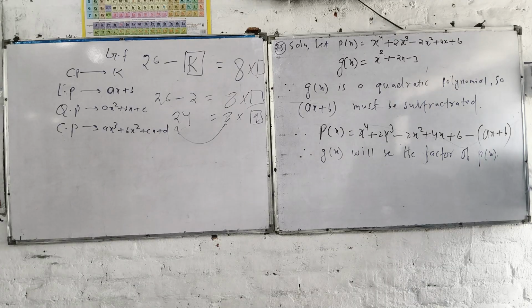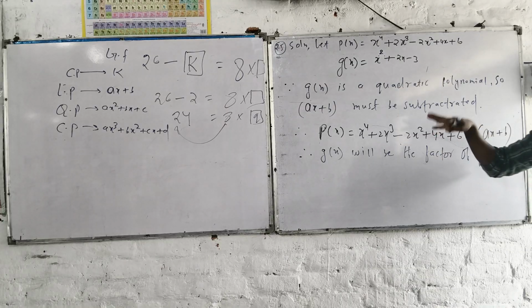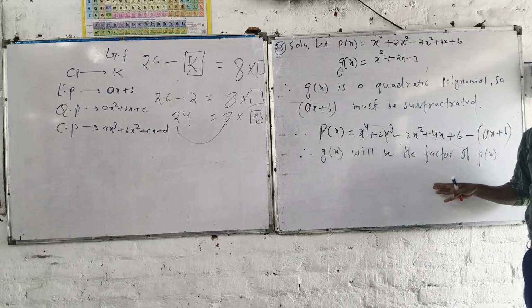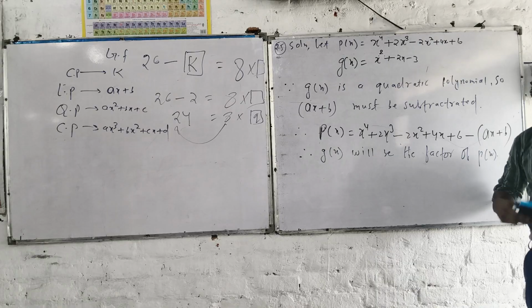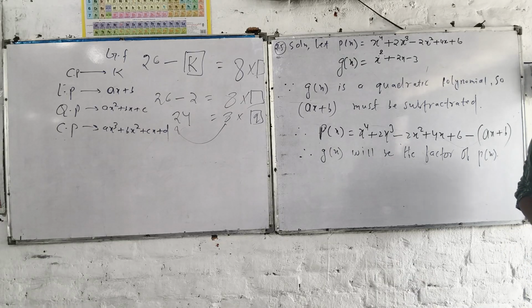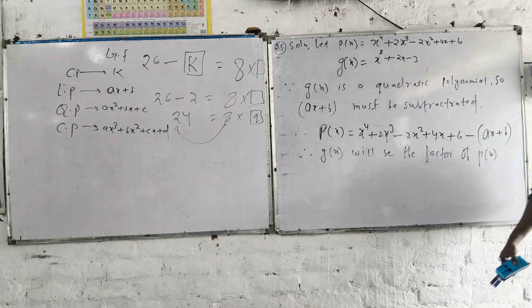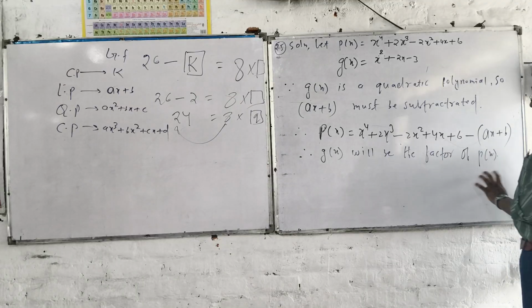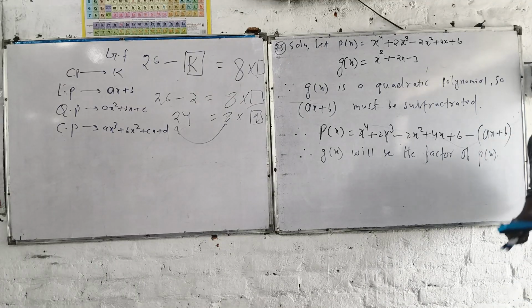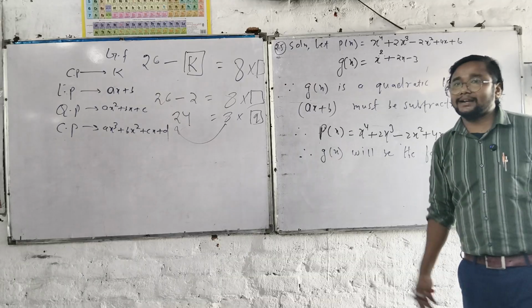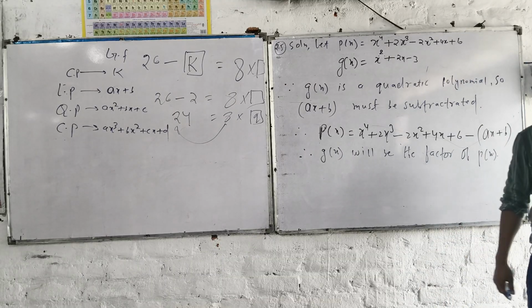If you mention this point, it will make the question and the explanation beautiful. Last time I did not write all this, but today we are writing it to make the explanation look beautiful. gx will be the factor of px. Okay, this is done. After that, we have to start the calculation.